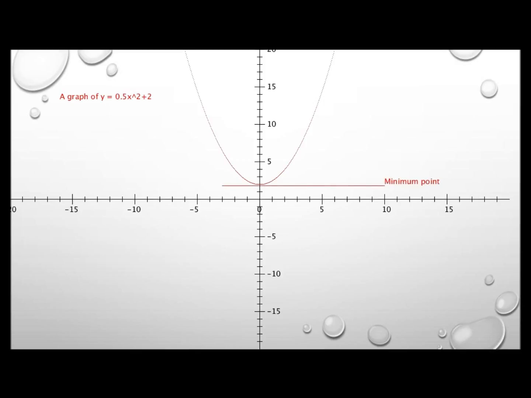If the graph looks like a smiley face, that is to say if it opens up at the top, then it will have a minimum point. If the graph opens up at the bottom, that is to say if it looks like a sad face, then it will have a maximum point. Another word for either the minimum point or the maximum point is vertex.